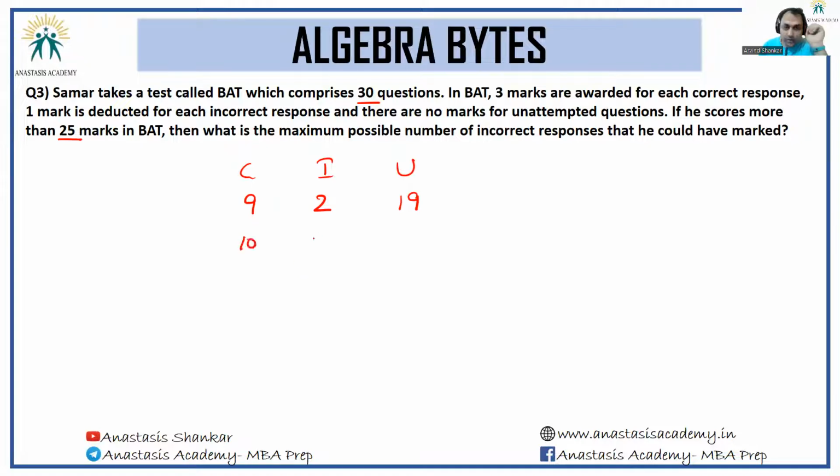So the next case would be 10, 5, and 15. Next case would be 11, 8, and 11. Next case would be 12, 11, and 7. Next case is 13, 14, and 3. And see, marks in each of these cases is 25 itself.